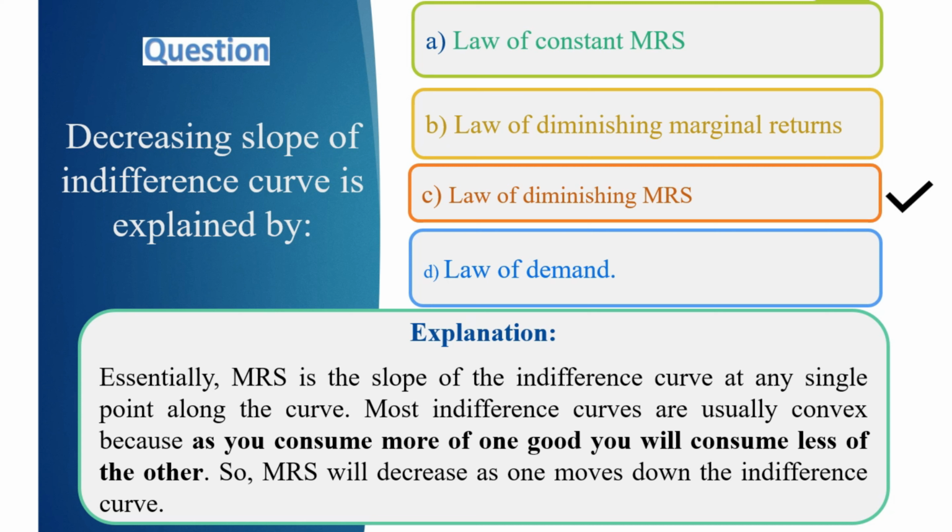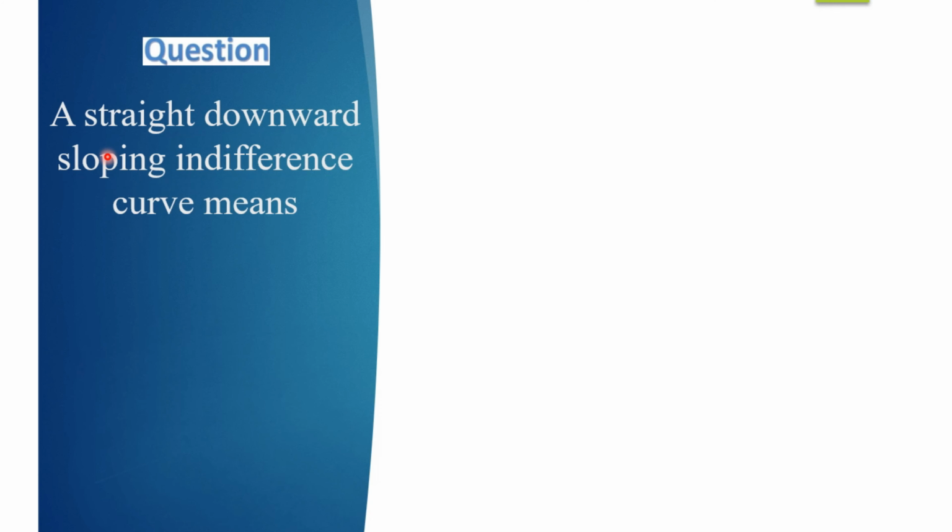So, the correct answer is option number C, law of diminishing marginal rate of substitution. The decreasing slope of the indifference curve is explained by this option. Our next question is, a straight downward sloping indifference curve means what?